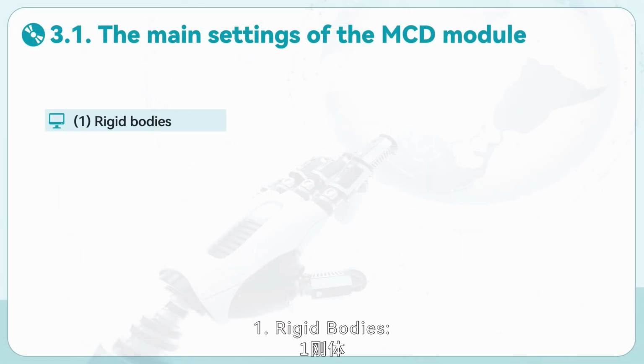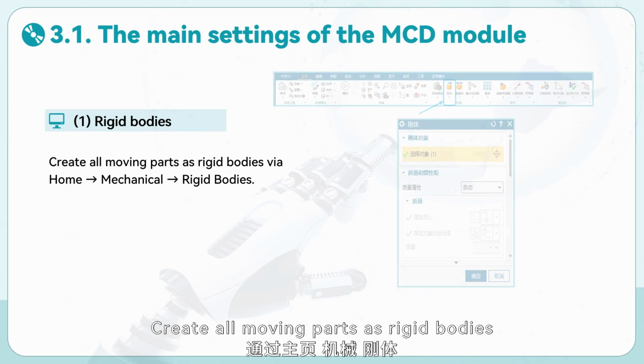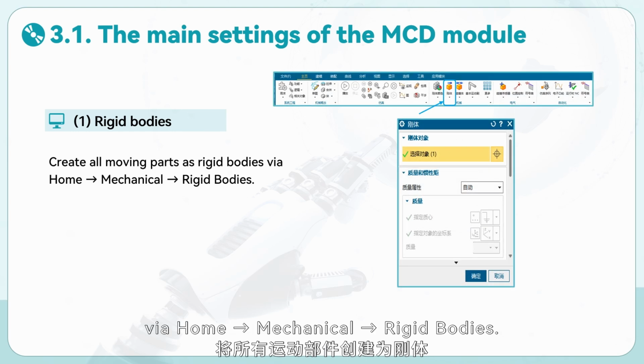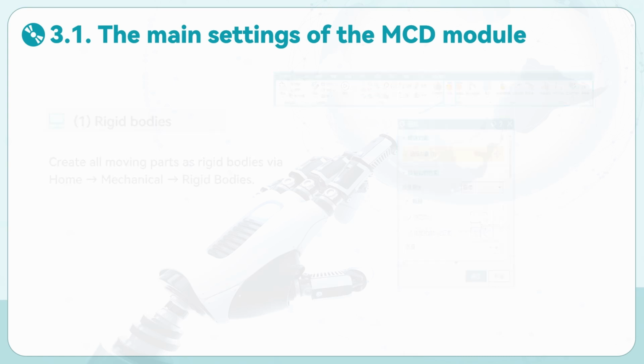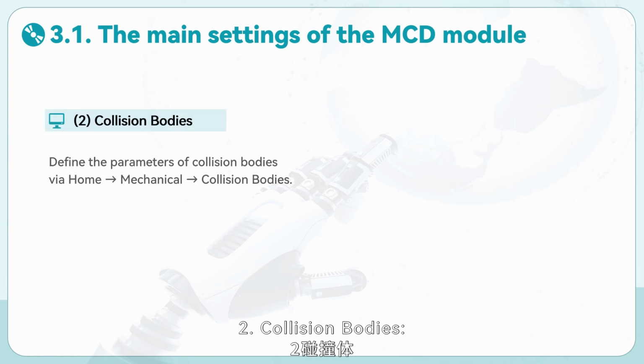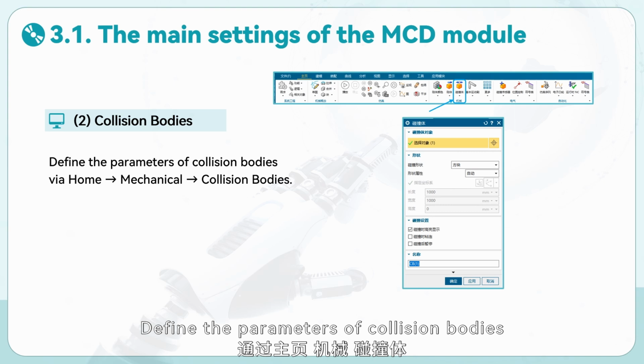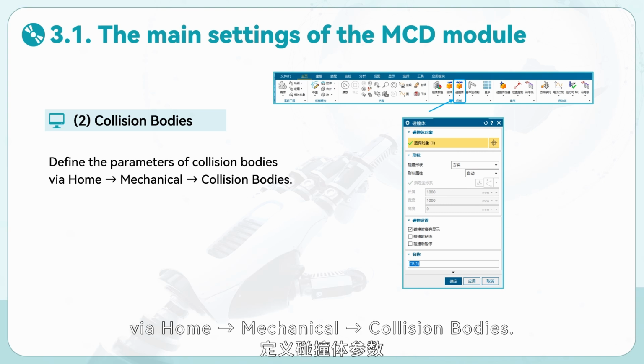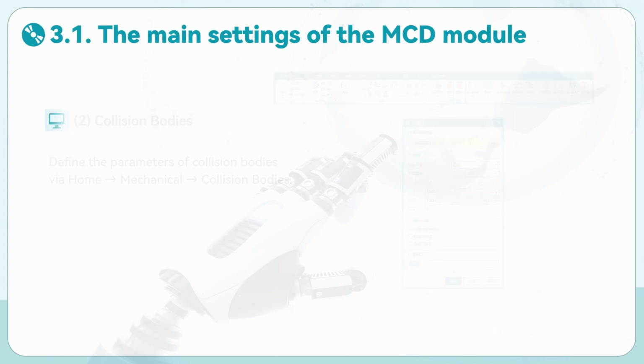1. Rigid bodies. Create all moving parts as rigid bodies via Home, Mechanical, Rigid Bodies. 2. Collision bodies. Define the parameters of collision bodies via Home, Mechanical, Collision Bodies. 3.